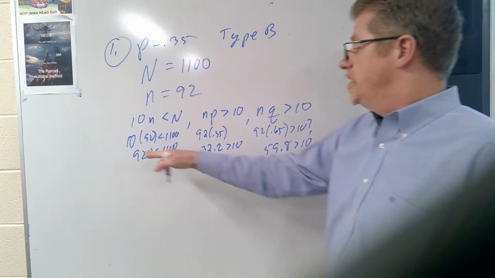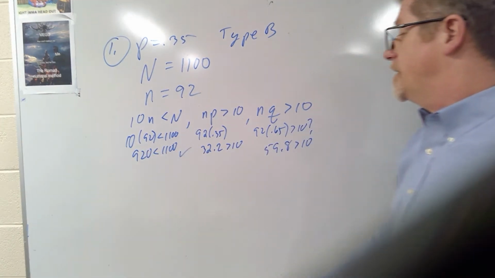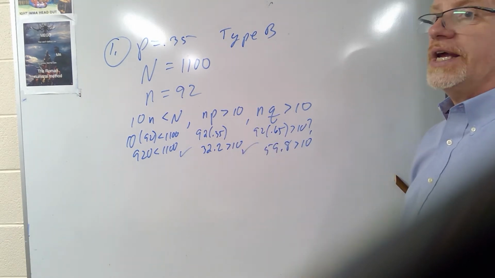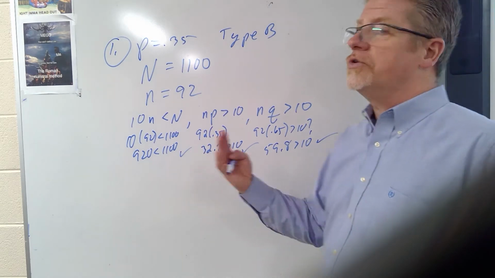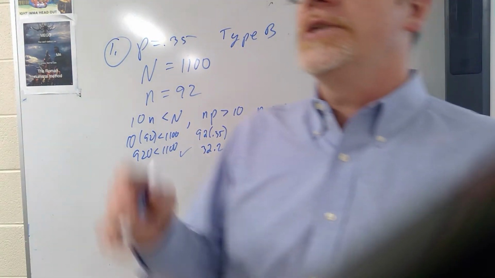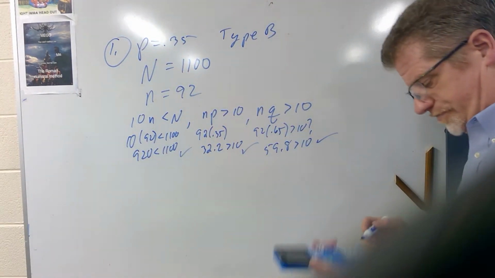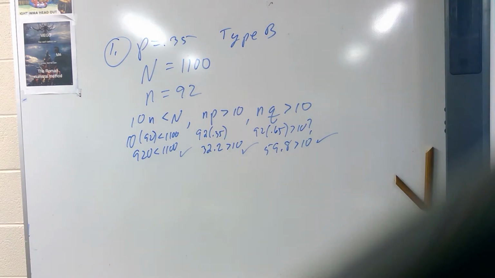You'd say, okay, 10% condition, check. NP greater than 10, check. NQ greater than 10, 59.8 is greater than 10. Okay, so we have permission to proceed. What we're going to do now in this example is ask, is a normal model appropriate?